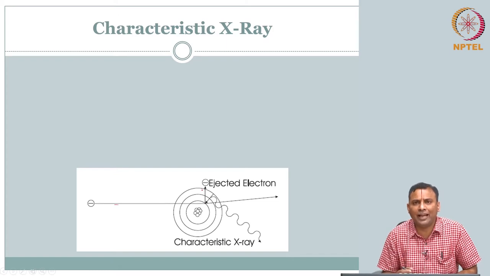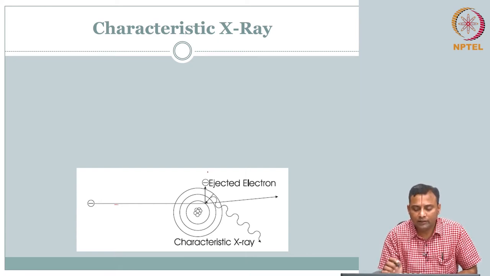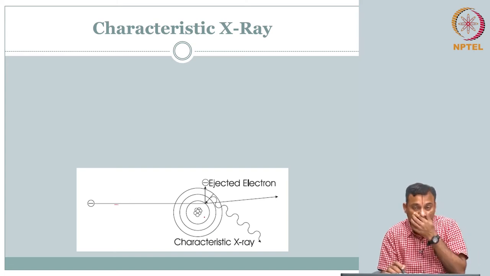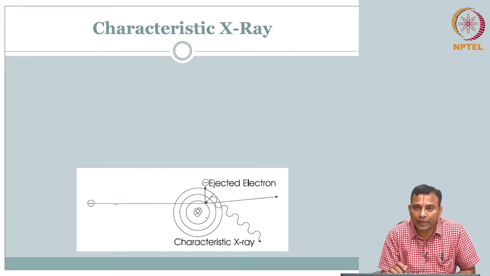That's why we talked about ionization. So this is going to eject this electron out. Subsequently, what will happen? If this is ejected, rearrangement is going to take place. Recall how we talked about excitation and ionization. So, rearrangement is going to take place.